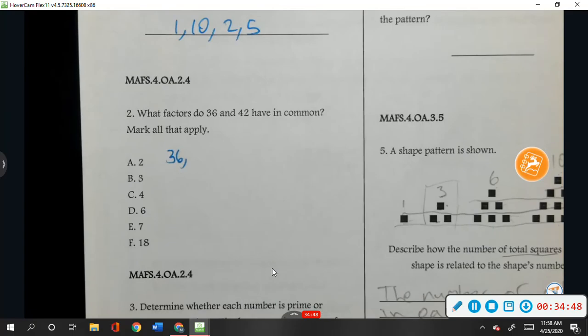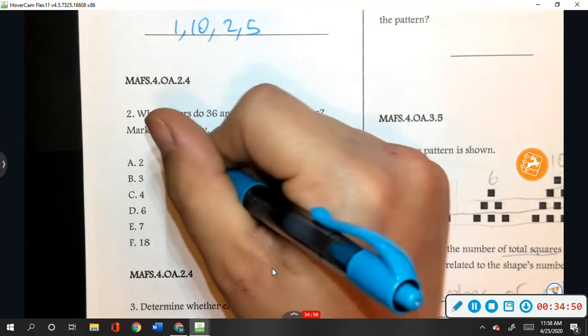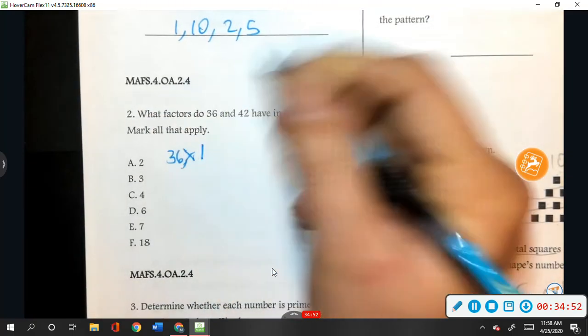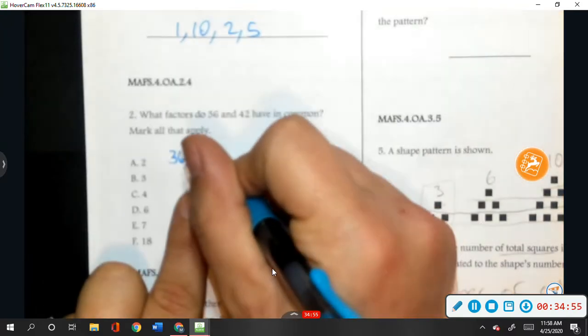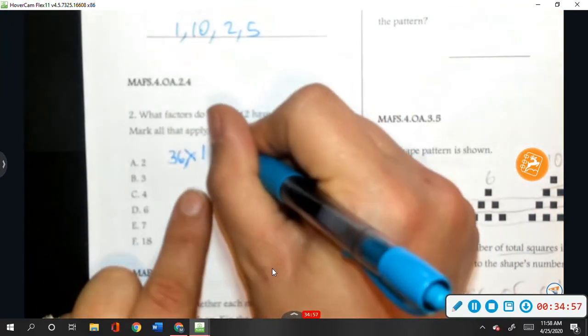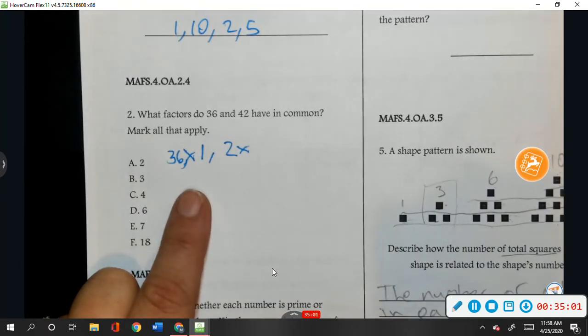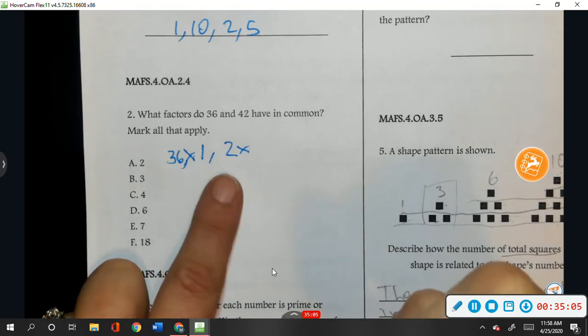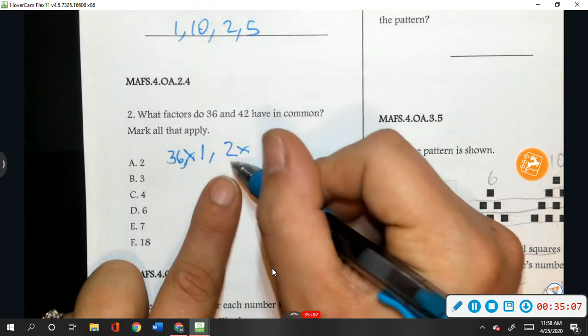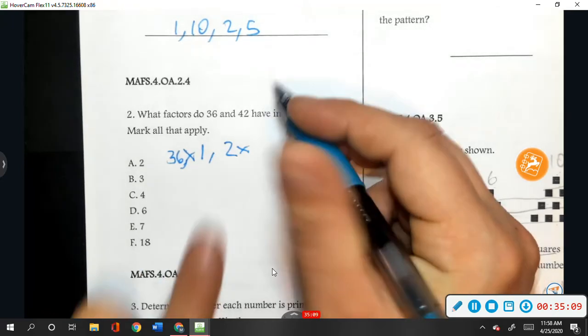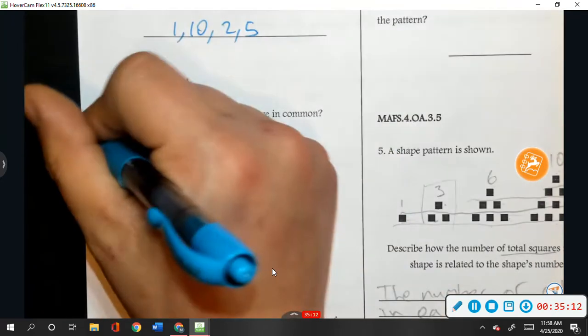All right, so 36 times 1, then 2 times what? 2 times what equals 36? If you're not sure, we know that 2 is a factor of 36 because it is an even number. So if you're not sure, you can always divide it out.